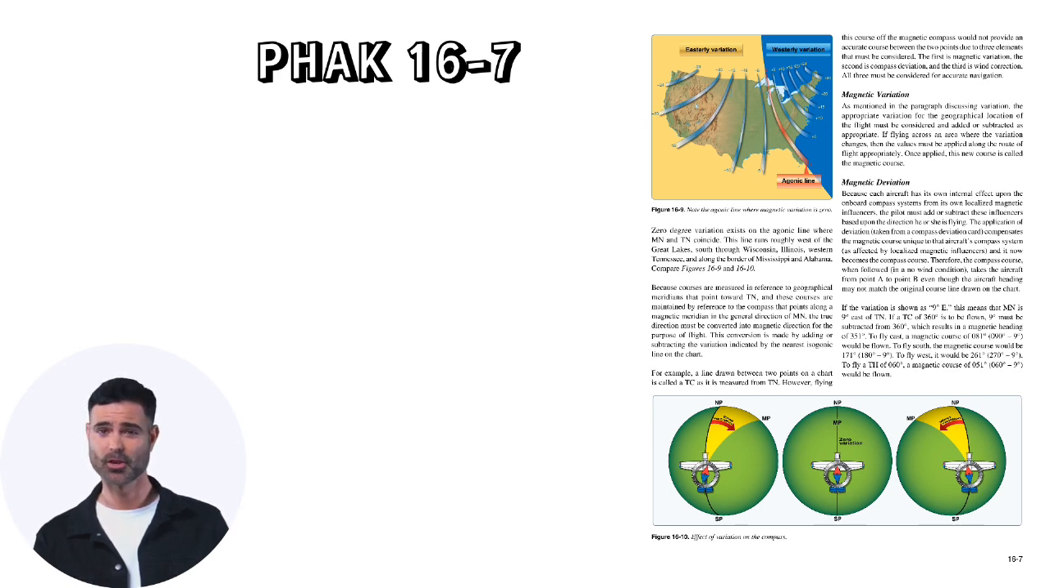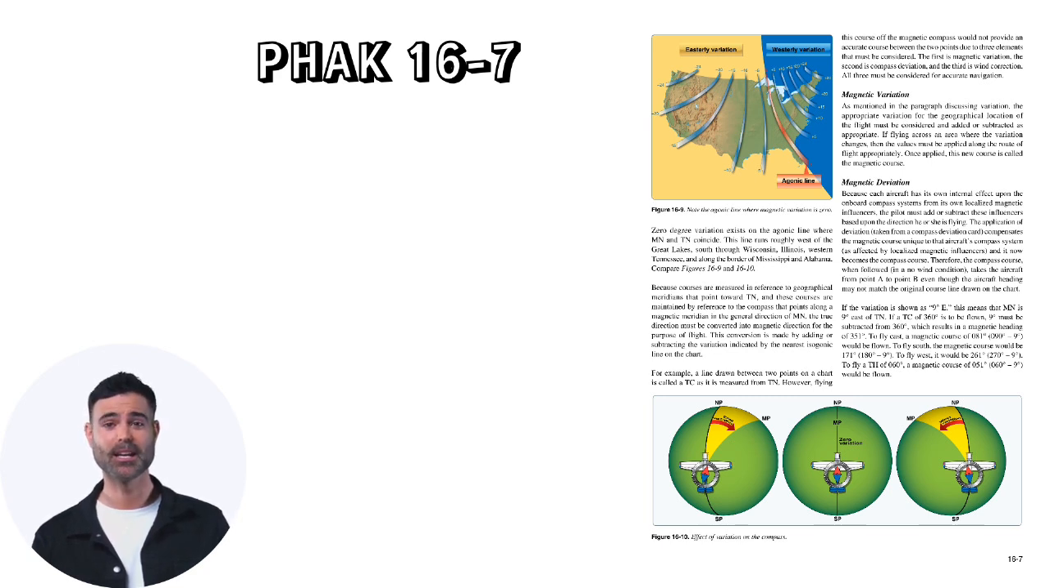If the variation is shown as 9 degrees east, this means that Mn is 9 degrees east of Tn. If a TC of 360 degrees is to be flown, 9 degrees must be subtracted from 360 degrees, which results in a magnetic heading of 351 degrees. To fly east, a magnetic course of 081 degrees, 090 degrees minus 9 degrees, would be flown. To fly south, the magnetic course would be 171 degrees, 180 degrees minus 9 degrees. To fly west, it would be 261 degrees, 270 degrees minus 9 degrees.